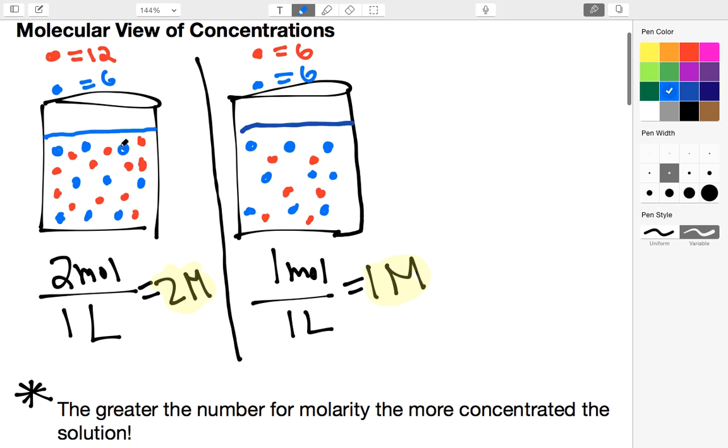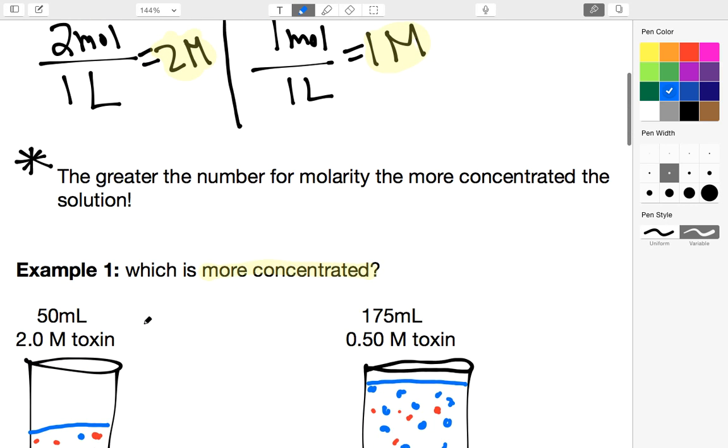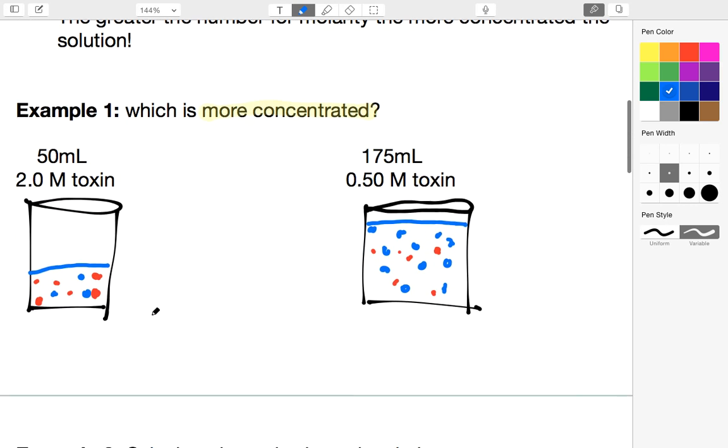Basically, what you need to know from these 2 beakers is that the greater the number for molarity, the more concentrated the solution. So the bigger this number is, the more concentrated it is, because you have more moles of solute packed into the same amount of solvent, whether that be water or something else, but usually it's water. So let's do a couple of practice problems.